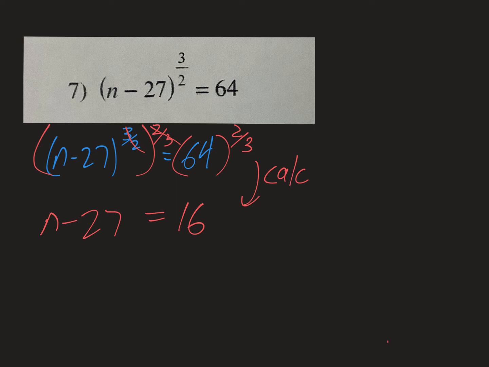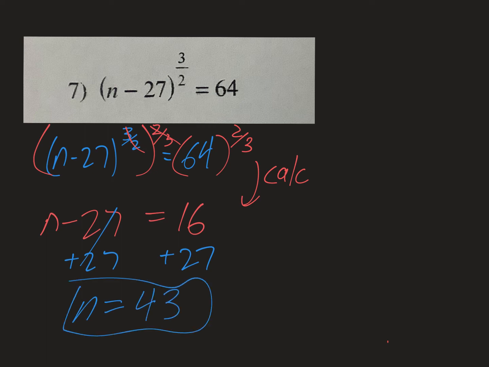Okay, so once I've got that number, let's do plus 27, and we get that n is equal to 43. So all we had to do was go ahead and cancel the exponent and then add 27 to the other side.